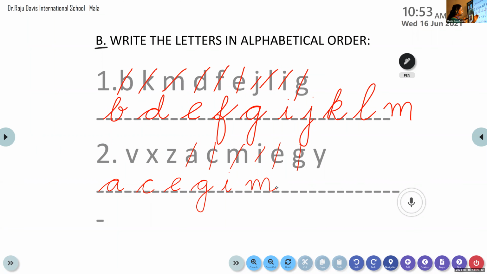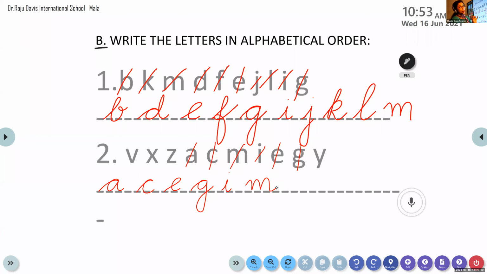So there are a few more letters remaining. After M, which is the next letter? V. Yes, V. K, L, M, N, O, P, Q, R, S, T. All these letters are not there in the list. So finally, we land up at V.